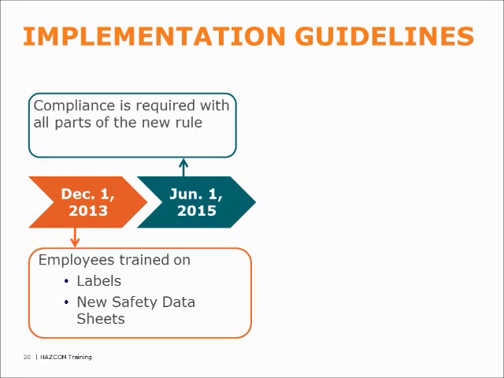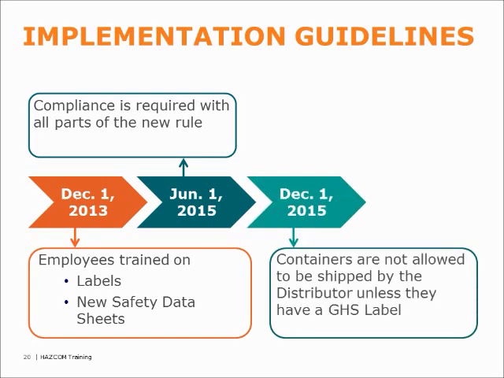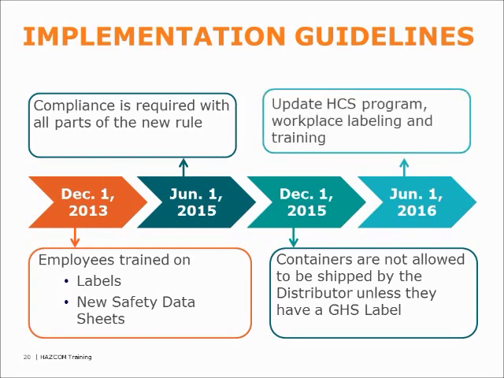By June 1st, 2015, chemical manufacturers, importers, distributors, and employers must comply with the new rules except labeling. This is because distributors have till the end of November 2015 to ship containers that may be in inventory previously labeled by manufacturers and importers. By June 1st, 2016, employers must update alternative workplace labeling and hazard communication program as necessary and provide additional employee training for newly identified physical or health hazards.